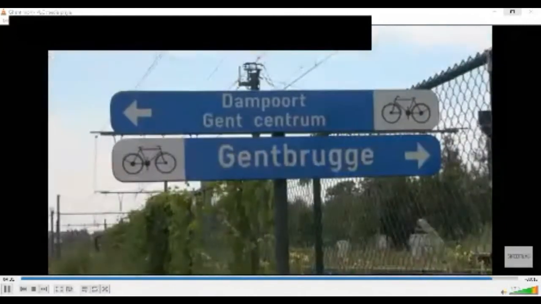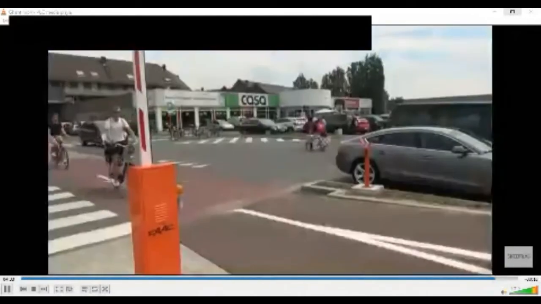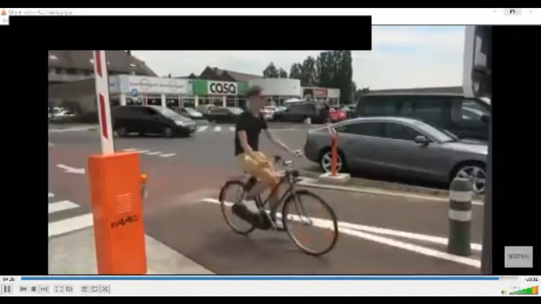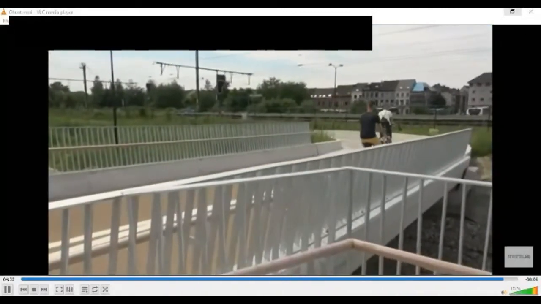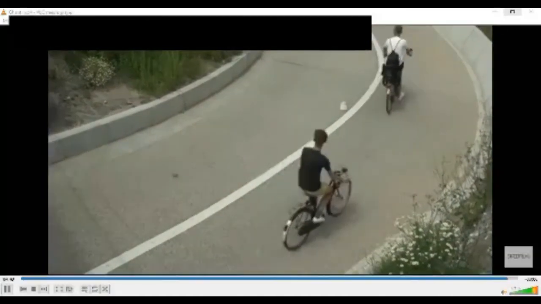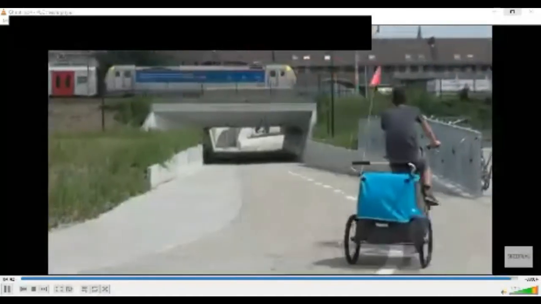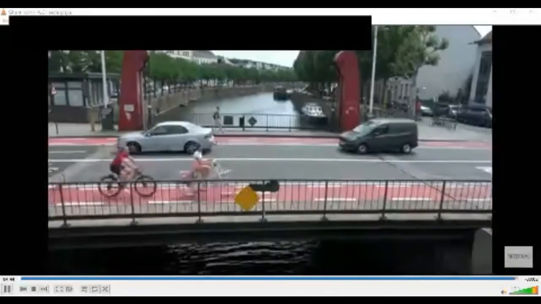This is a new piece of infrastructure to get cyclists and pedestrians on a safe manner to the city center, because it was very hard for people who are living at the eastern side of the city to get in the center. And now with this underpass, it's possible to get in the center on a safe manner.